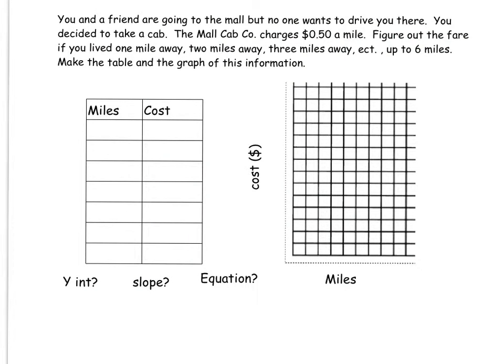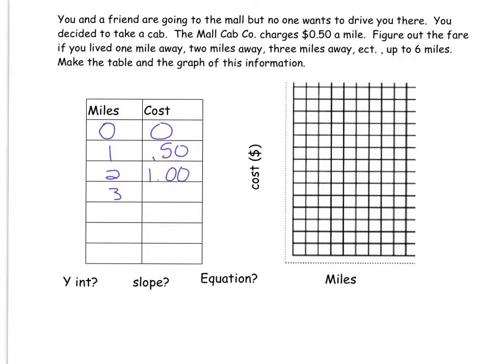All right, so one of your concepts is graphing from a table. So we have to make a table, and from a story. So let's read the story. You're going to the ball, no one wants to drive you, you have to take a taxi, and they charge 50 cents a mile. So it says figure out the fare if you live. So at 0 miles, it was 0, but at 1 mile, it was 50 cents. And at 2 miles, it was $1, etc., etc.